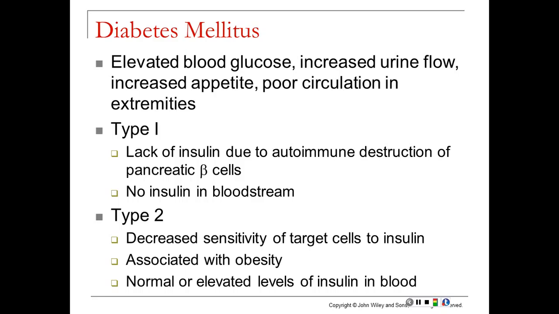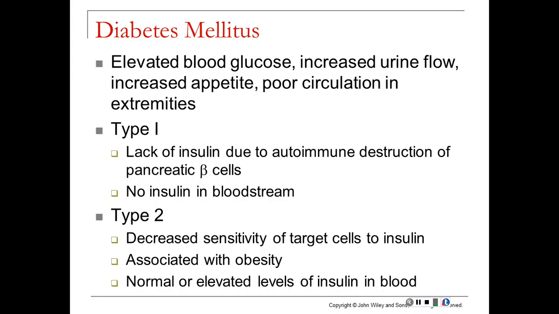Well, your cells, after being told so many times to do this process over and over and over, are basically going to stop listening. So you will have normal or possibly elevated levels of insulin in the blood, but your body's cells are not going to respond to that insulin, even though it's there. And that's why type 2 can be very dangerous.